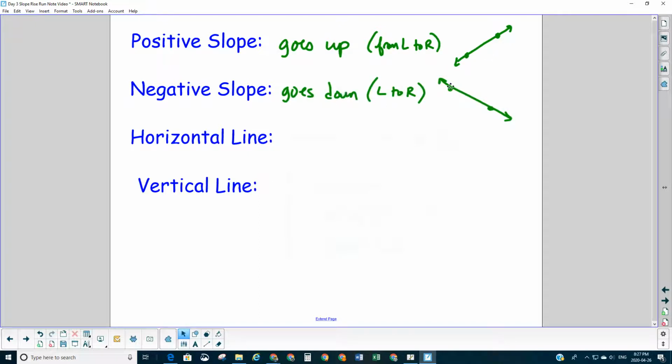Vice versa, if you're reading from left to right, you are going down. So as the independent variable increases, the dependent variable decreases, and we have something going down, and that would be represented with a negative slope.